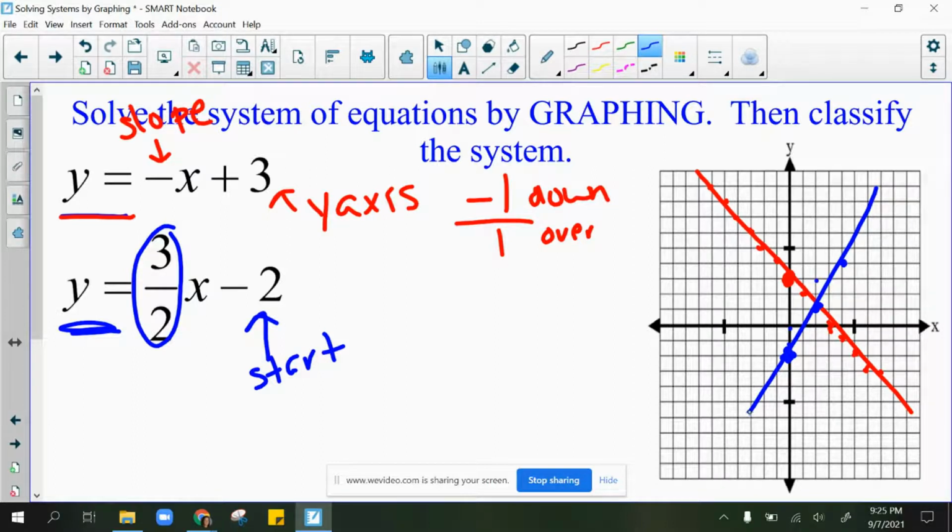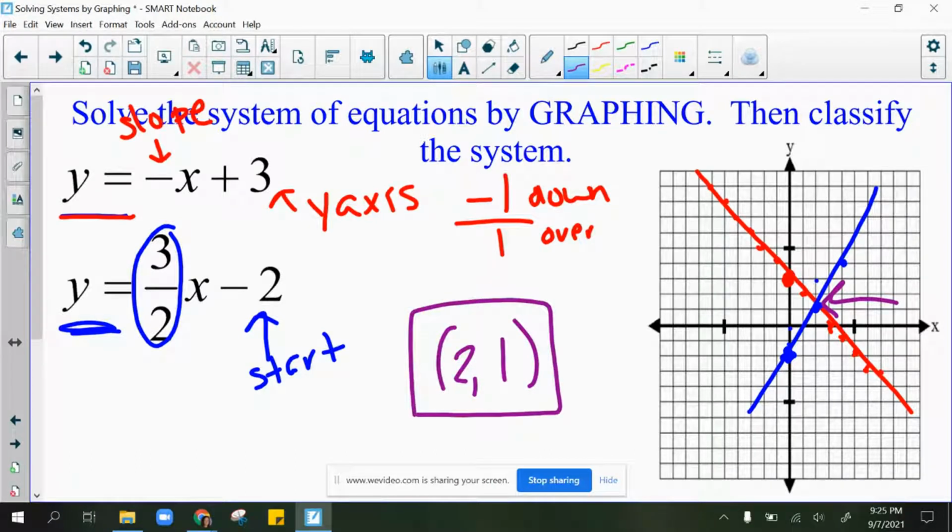But then what you're going to do at the end is you're going to write down this point where they cross, which is at positive 2, positive 1. So this is the answer. So if you're solving the system by graphing, you need to graph both lines and write down the intersection. And that's it.